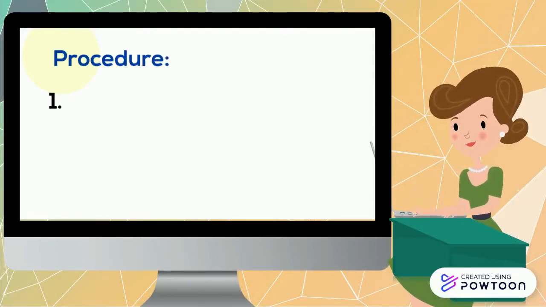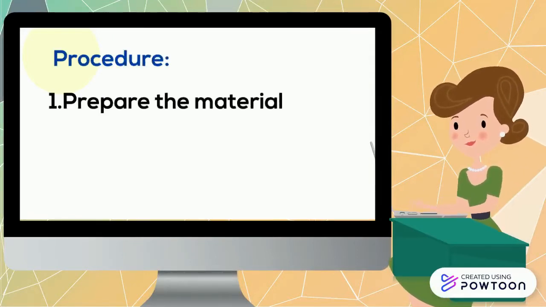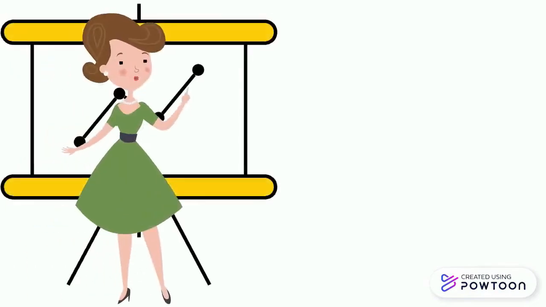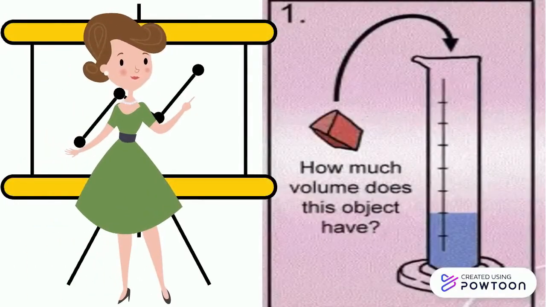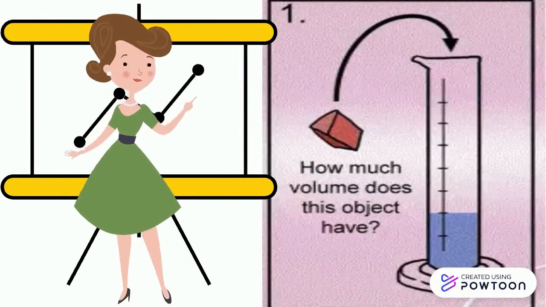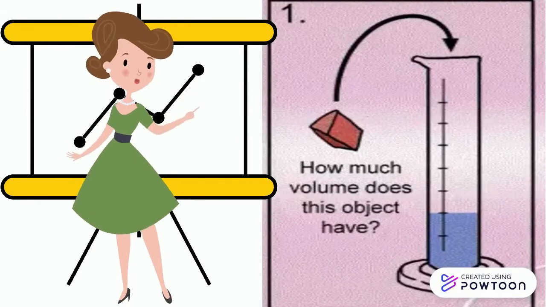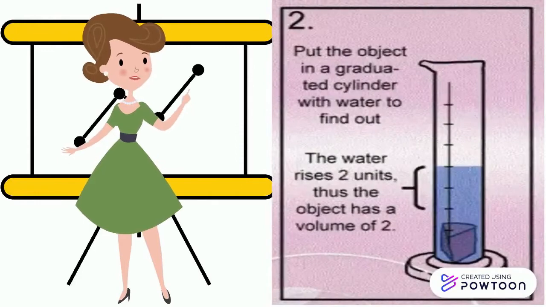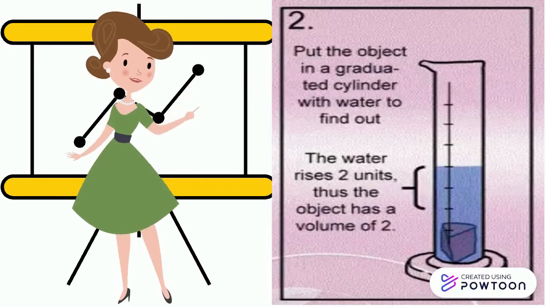Number 1, prepare the materials and position them following the figure after this slide. For number 1, how much volume does this object have? Number 2, put the object in a graduated cylinder with water to find out. The water rises 2 units, thus the object has a volume of 2.